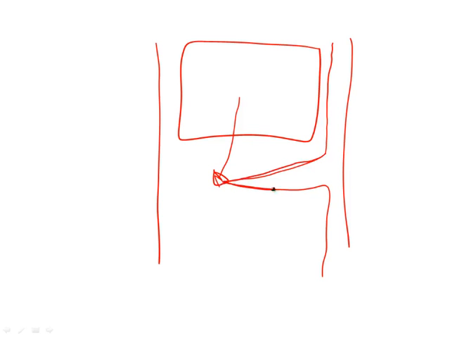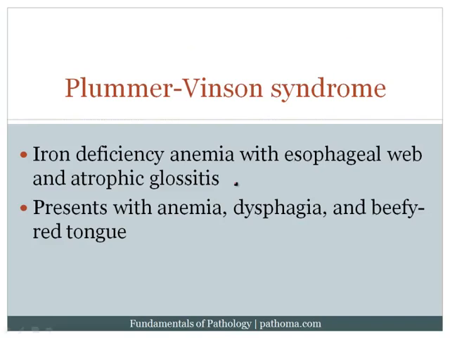So this mucosal protrusion is called an esophageal web, and esophageal webs can be seen in many circumstances, but they're highly associated with Plummer-Vinson syndrome, especially on examinations.